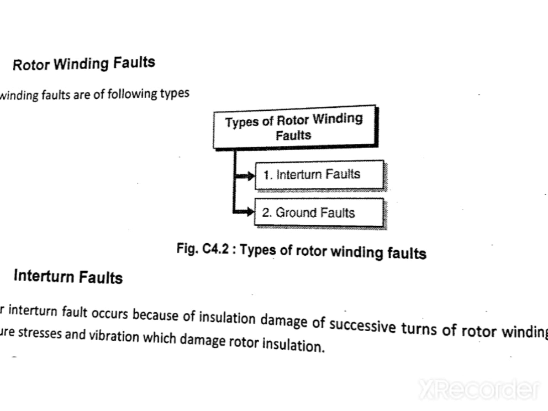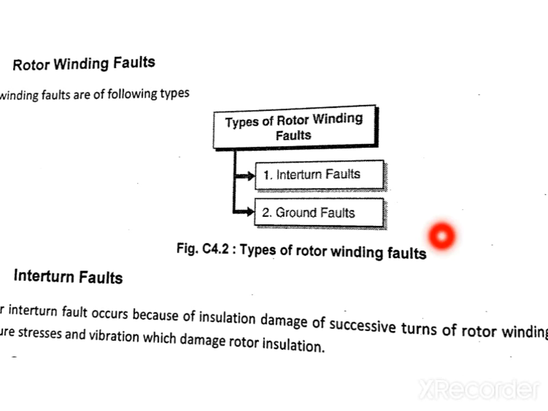The rotor winding faults consist of interturn fault and ground fault. The interturn fault occurs because of insulation damage of successive turns in the rotor winding. This happens due to temperature stresses and vibrations which damage the rotor insulation. Due to this damage in the rotor insulation, these interturn faults occur.